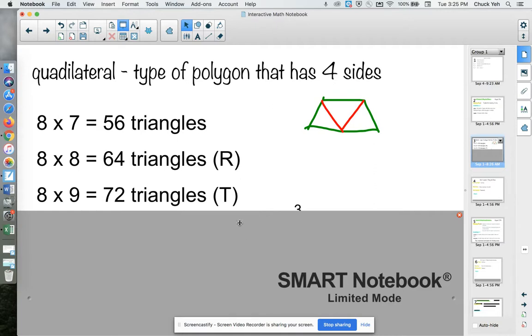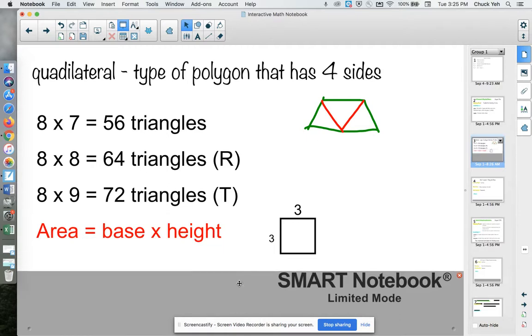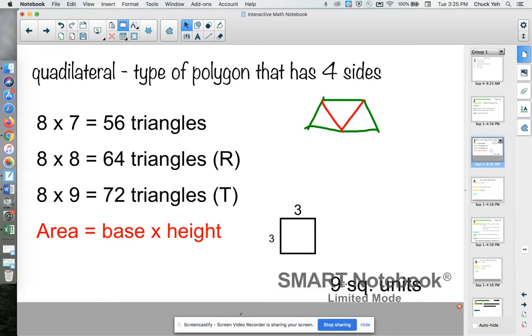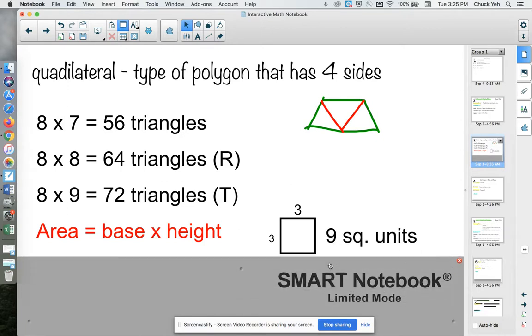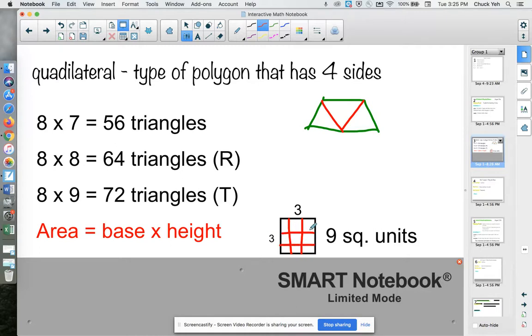Write this down. Area equals base times height. So here we have the base, here we have the height. So all we have to do is multiply. What is 3 times 3? So it's 9 square units. Now how do we know that? Because we can even draw it in here. We can draw these boxes. Sorry, not the best lines. So we can draw it here. Okay, so 9, right? 9 boxes. They're supposed to be the same, but it's okay. It's late in the day. All right, 9 boxes.